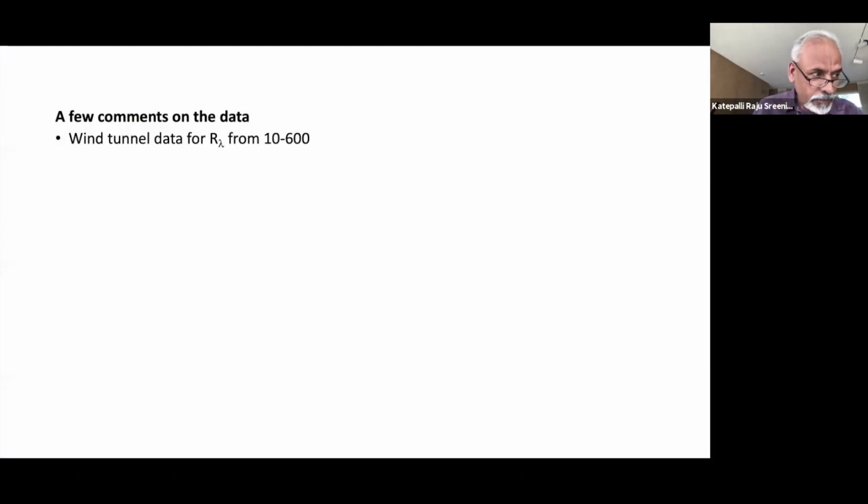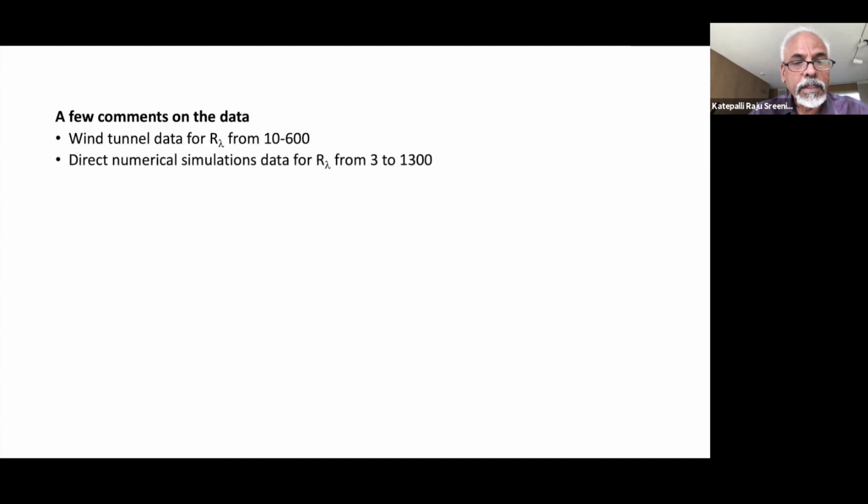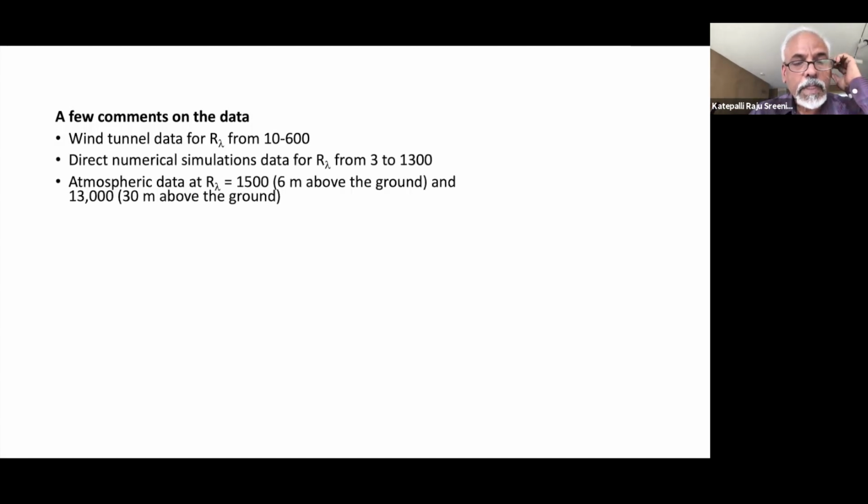So first of all, a lot of what I say will be related to the data, although I try to connect them with some theoretical ideas. And over time, I have worked with the wind tunnel data, and I've given you the Reynolds number range, direct numerical simulations, atmospheric data. If you look at the real Reynolds number for the atmospheric flow, for instance, it's of the order of 10 to the power 7. And the others correspondingly vary from low to high.